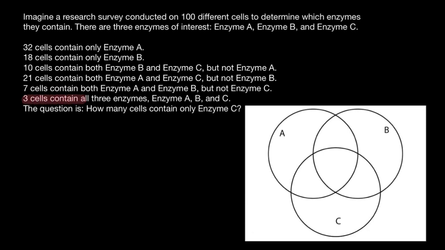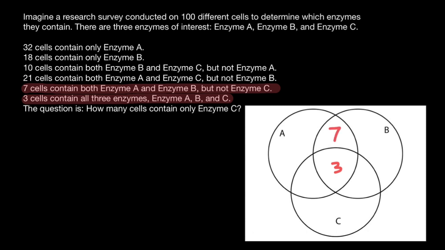3 cells contain all 3 enzymes, enzyme A, B, and C. And we put the 3 cells here in the middle. Next, 7 cells contain both enzyme A and enzyme B, but not enzyme C. This is the intersection of enzyme A and B, and we have to put here 7 cells.